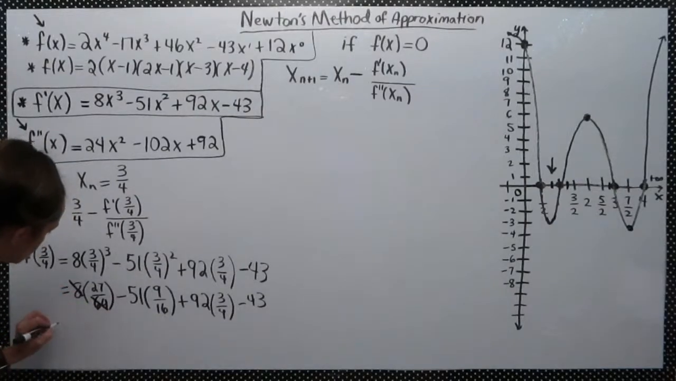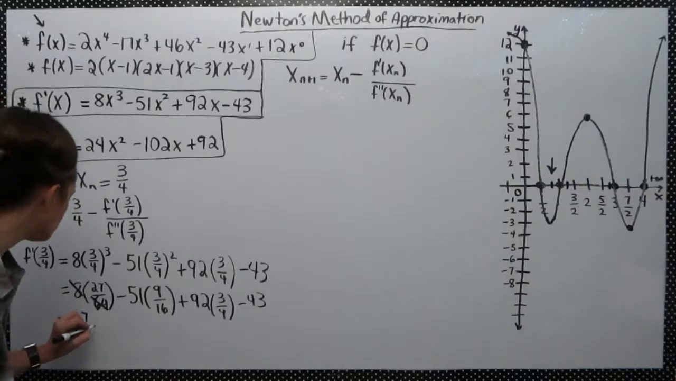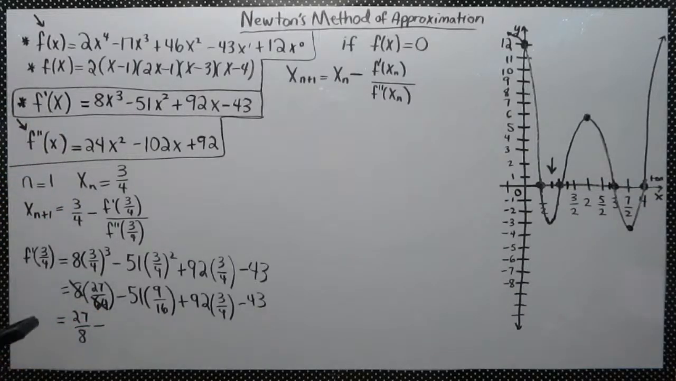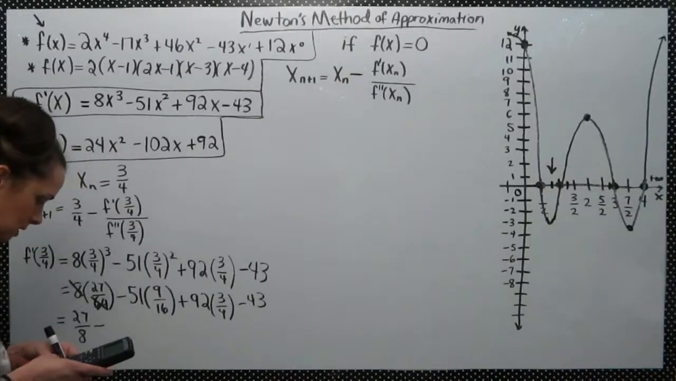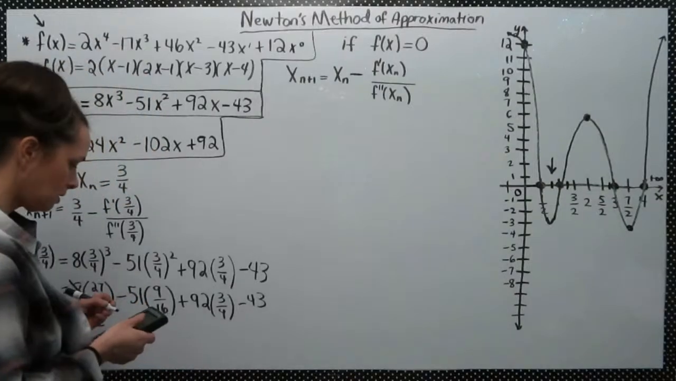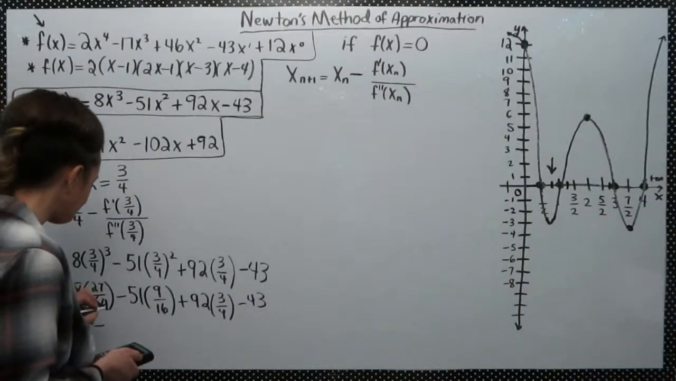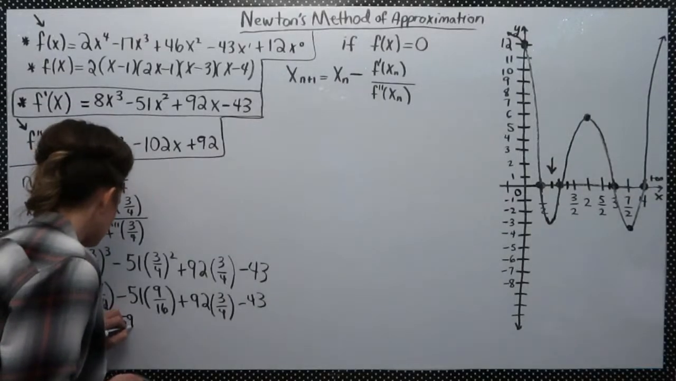8 times 8 is 64, so that becomes 27 over 8. And that's minus 51 over 16. I think that does 16 times, no, that's 17 times 3. So 51 does not, I can't divide that one down. But 51 times 9, go ahead and do that one. That's a big number. That is 459 over 16.